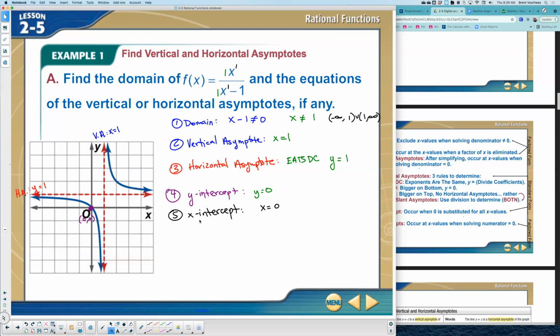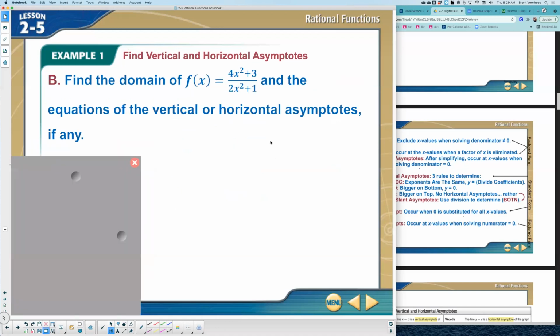So there it is. Let's reload and do the whole problem all over again. So part B. This time I got a more complex equation, and we're going to find all 5 things. So who remembers off the top of their head what the first thing was that we found? Domain. I'm just going to do D colon. The domain, what are you not allowed to do in math with a division?